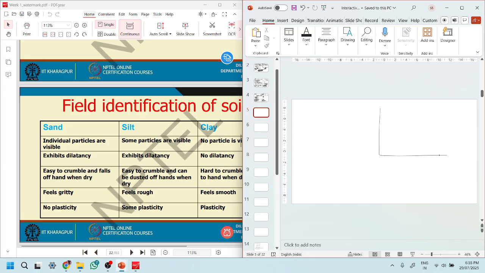The poorly graded soil will either look like this, in which you don't have enough of this range of particles, or it will look like this. So all these particles are missing.